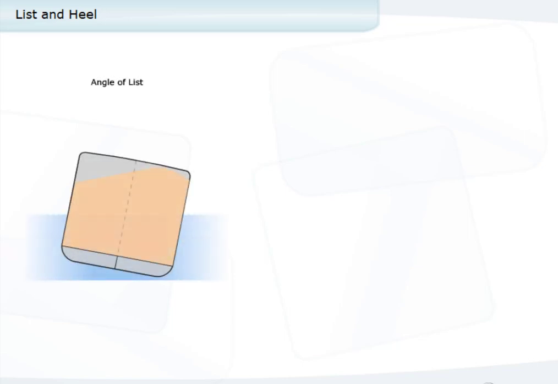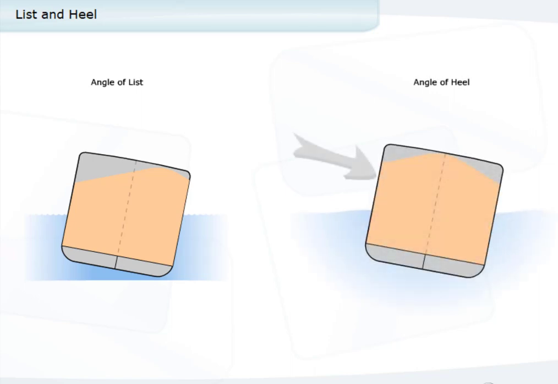It is important to appreciate the difference between the terms list and heel when referenced to a freely floating ship. A ship is lying at an angle of list when the weights on board are unevenly distributed and the static condition of the vessel is at an angle of inclination away from the vertical. A ship is lying at an angle of heel when external forces, such as waves or wind, shift the vessel over to an angle of inclination away from the static condition, perhaps only for a short time.